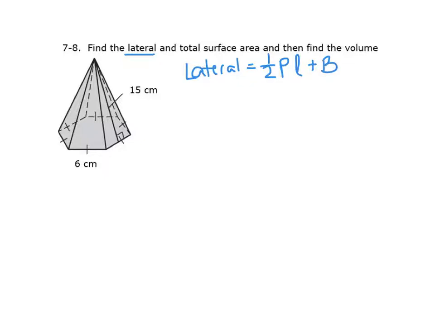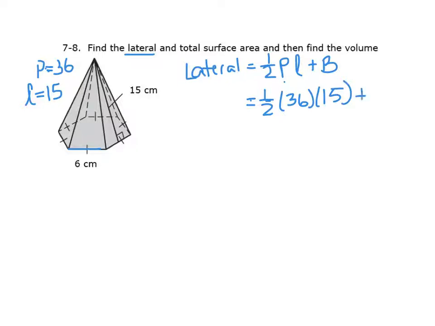Okay, so on number 7, we're asked to find the lateral area as well as the total surface area of this pyramid. It's a hexagonal pyramid because the base has 6 sides. So we want to find the perimeter first. Our perimeter is going to be 6 times 6 because there's 6 sides, making it 36. Our slant height, which is represented by that cursive L, has been provided as 15. So far, we have half of 36 times our slant height of 15.